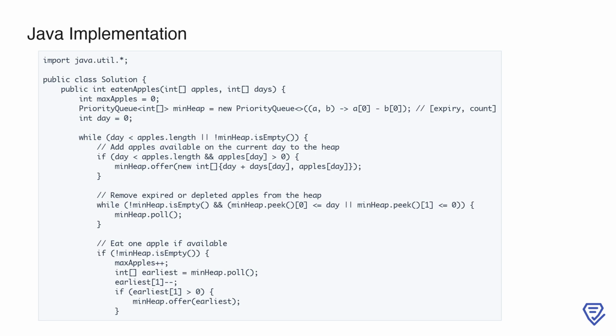Next, we clean up the heap by removing apples that have either expired or been completely consumed, ensuring only valid entries remain in the queue. Finally, if any apples are still available in the heap, we eat one, decrement its count, and reinsert the entry if it still has apples left.